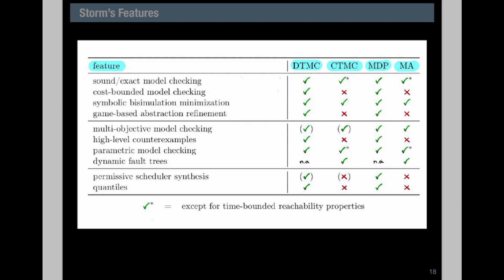We support parametric model checking. So if you remember Herman's protocol in the beginning, then there was this bias P. You can use that bias as parameter P, and you can synthesize the values for P for which, for instance, the expected convergence time is minimal. Dynamic fault trees I mentioned before. You can synthesize schedulers for Markov decision processes that do not only have one choice but are permissive. That means it gives you a menu of choices in states, and we provide quantiles.